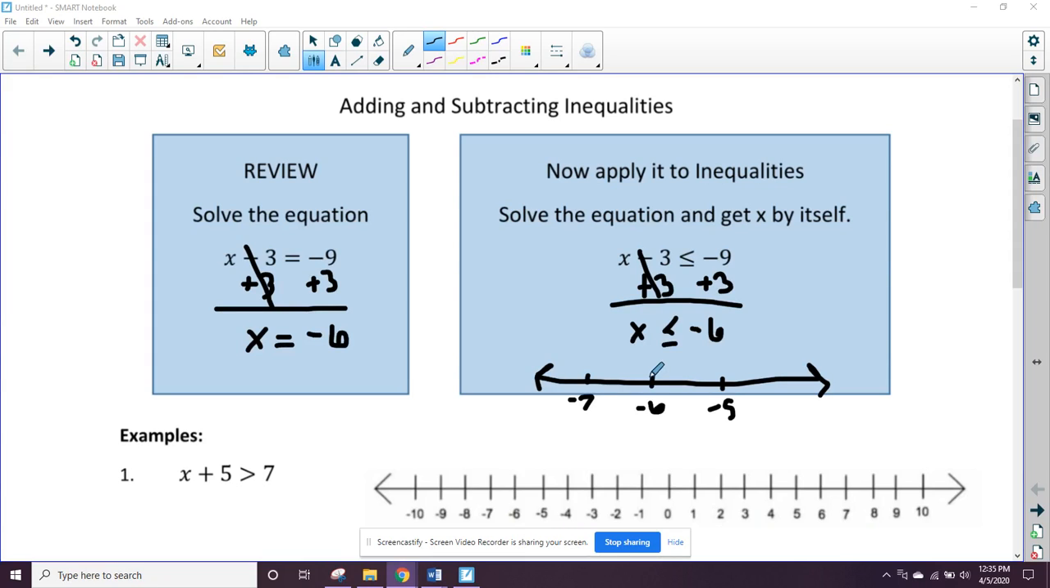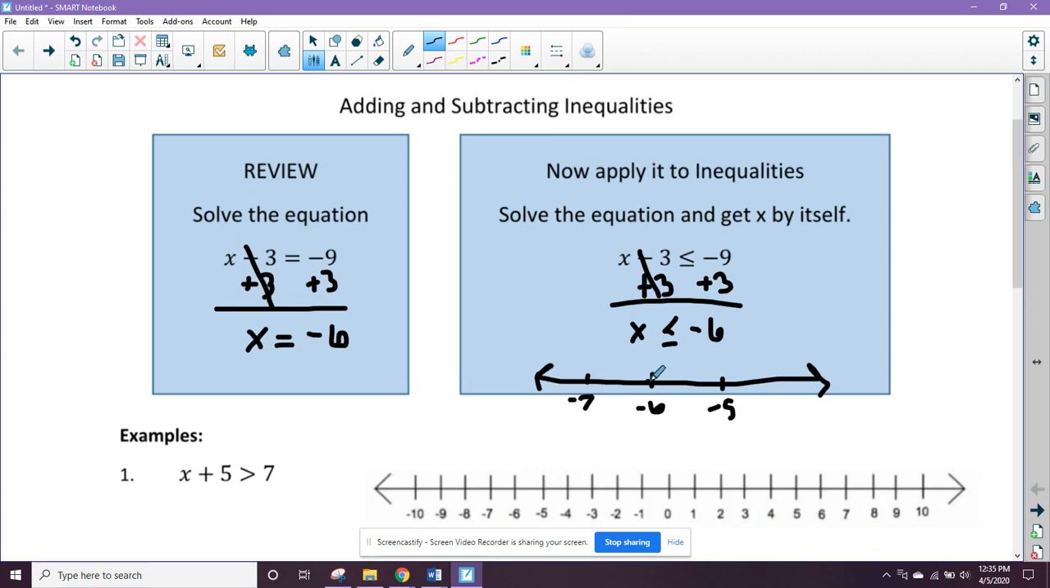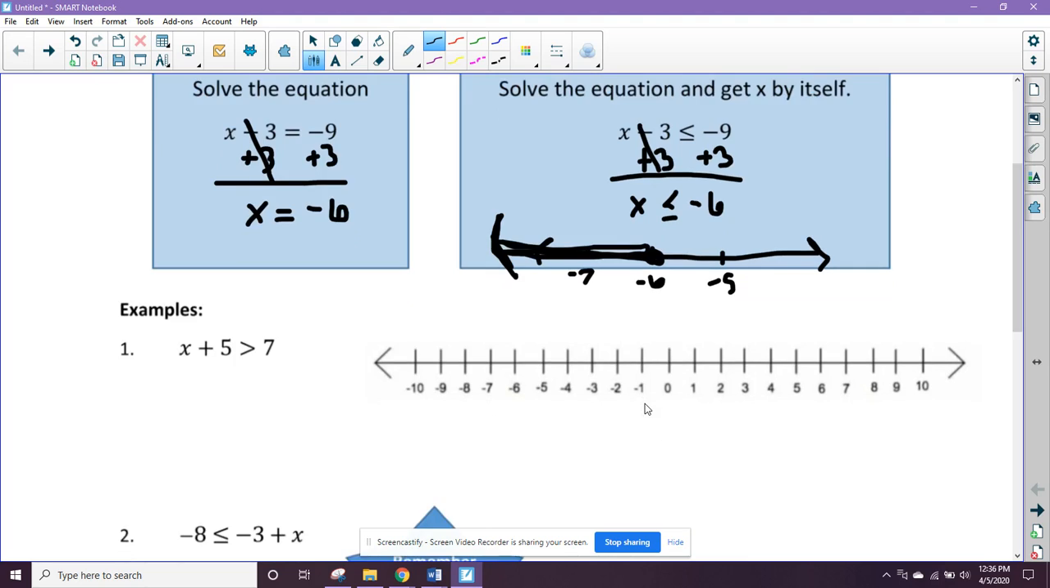We have to determine if we are doing an open or a closed circle at negative 6. It is an equal to, so that is a closed circle. And then we have to determine if our arrow is going to the right or to the left. The inequality symbol is pointed to the left, so we're going to draw it to the left. Now we just graphed an inequality. So there's 2 steps to it. You have to solve it and then graph it. So let's look at some examples.